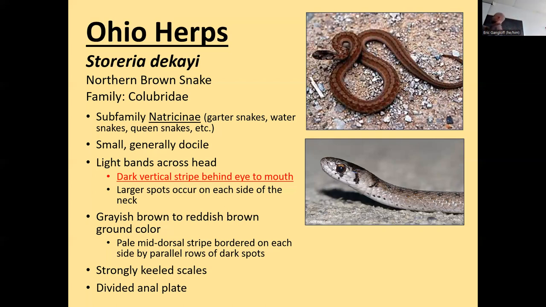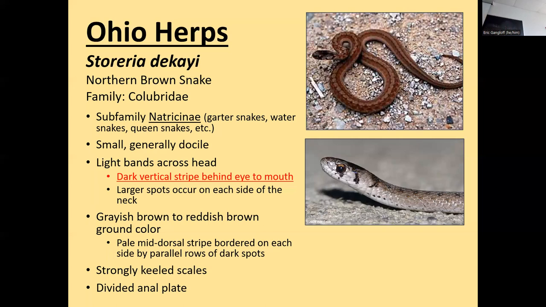You can tell they have some distinguishing features. They're generally this kind of brown or grayish color, and they have this dark stripe behind the eye to the mouth. So right here, you can see this stripe is an identifying feature, and they also have a large spot just below the eye there. And they have this kind of color pattern. I've described it here as a pale mid-dorsal stripe bordered on each side by parallel rows of dark spots. It's basically easier to see the visual there, although admittedly, that's not the greatest picture.